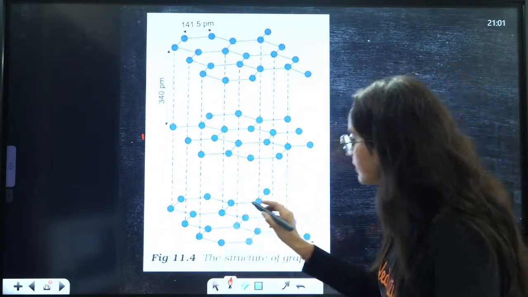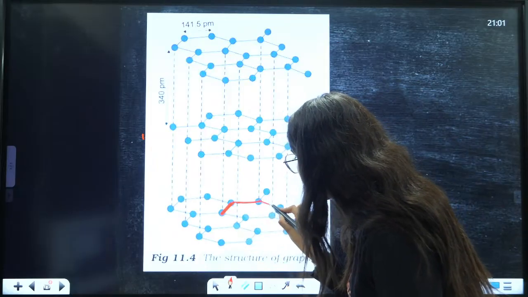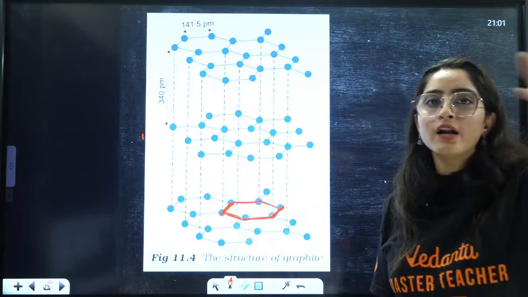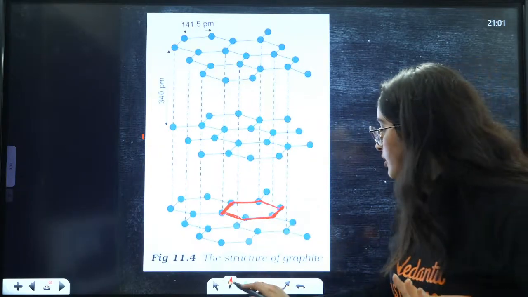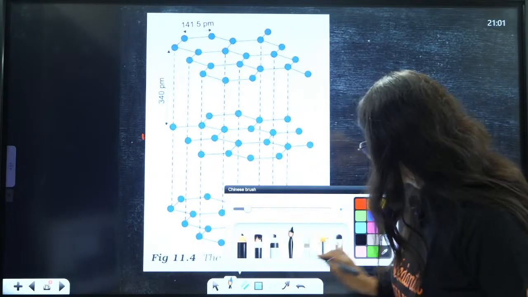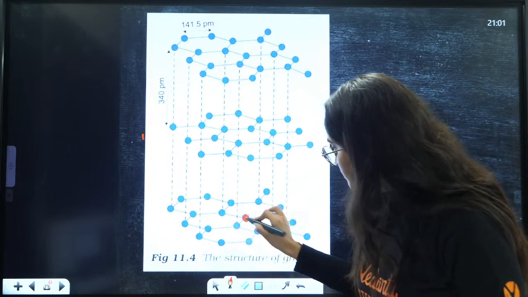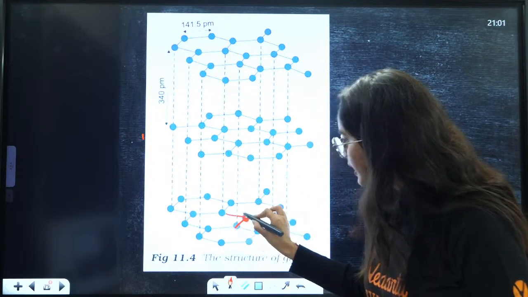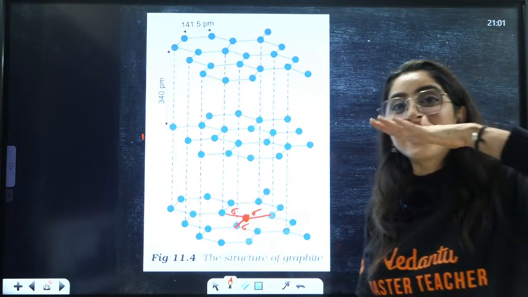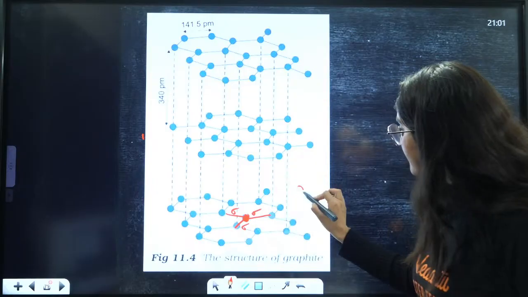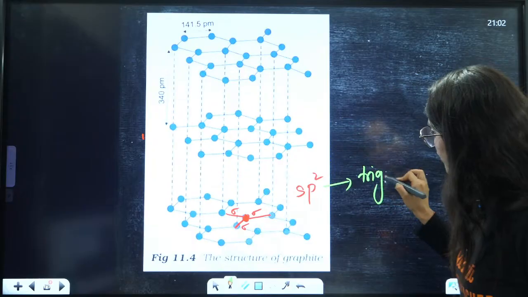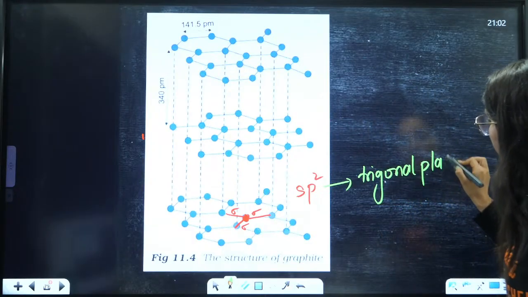Okay, so hexagonal rings means this thing, 1 2 3 4 5 6. That means the hexagonal rings are all around that one layer. Now what you observe, if you pick out one carbon from here, it is attached to 1 2 3 bonds. That means it has 3 sigma bonds. That is why that layer of graphite has sp2 hybridization, and sp2 hybridization is trigonal planar.